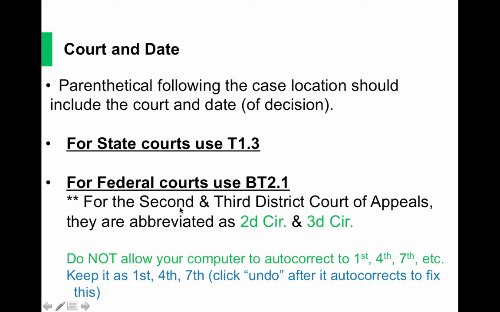Just keep in mind that when you're abbreviating second and third, it becomes 2D and 3D. You don't put the N or the R that you would typically see in that abbreviation. And also do not allow your computer to autocorrect these numbers. As soon as it tries to do that, just click undo. I know on a Mac it's Command Z. I think on a PC it's Control Z, and it will just put it back like that.